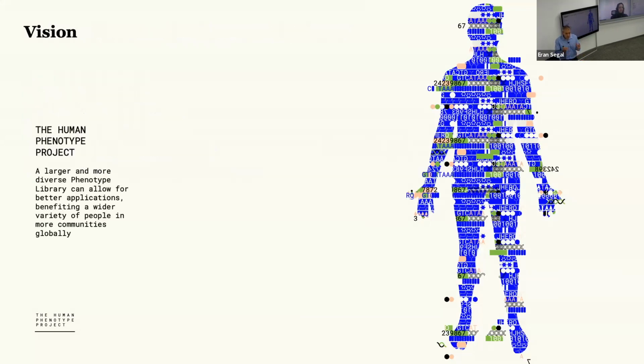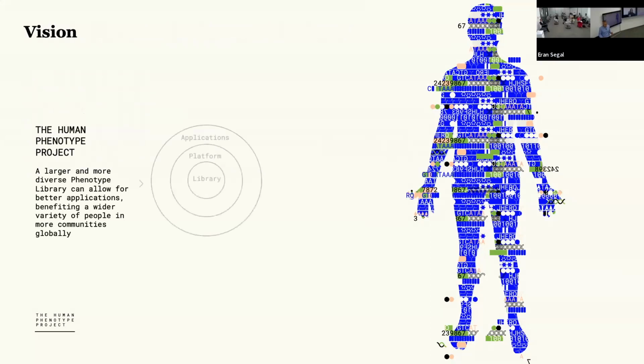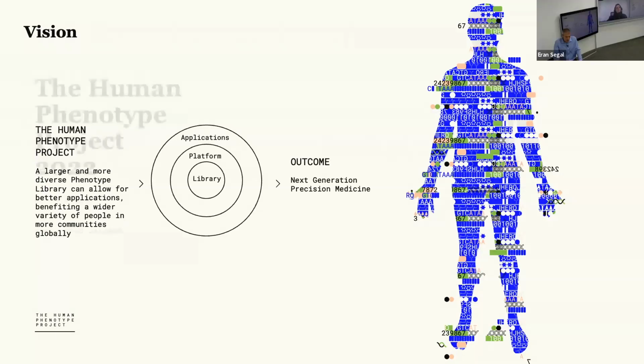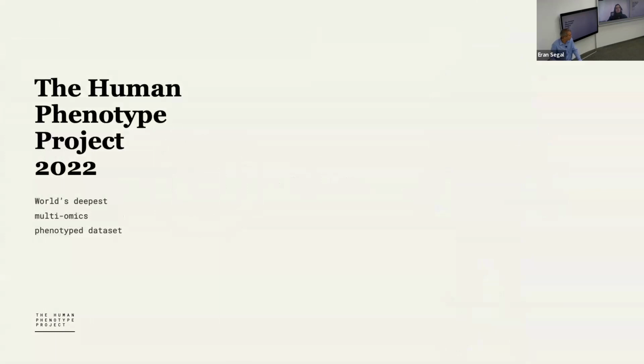So all of this vision led to the idea of what we now call the Human Phenotype Project, like we had the Human Genome Project. The Human Phenotype Project really aims to measure all the different phenotypes that we can about people, leading to what we believe will be the next generation of precision medicine. And this is not just an idea, this is an actual project.